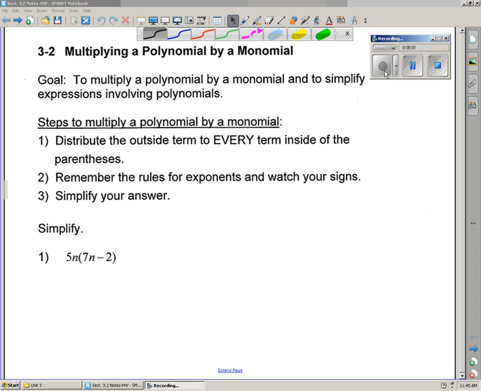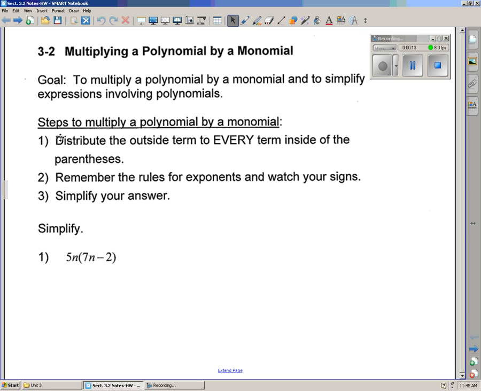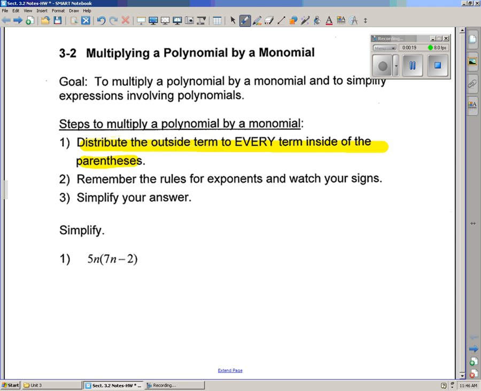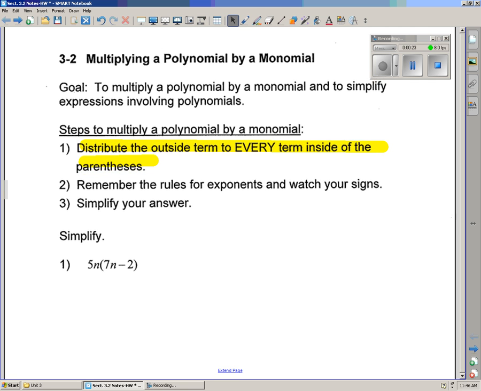Okay, so for today's lesson, we're going to be multiplying a polynomial by a monomial. And in order to do this, you want to make sure that you distribute, which is the same thing as multiply, the outside term to every term inside of the parentheses. So distribute the outside term to every term inside the parentheses, not forgetting that distribute basically means you're multiplying.